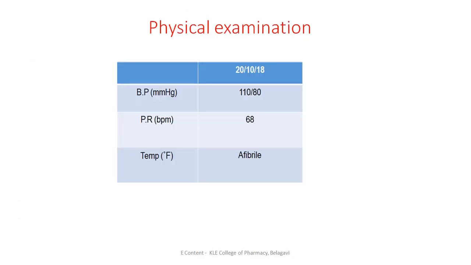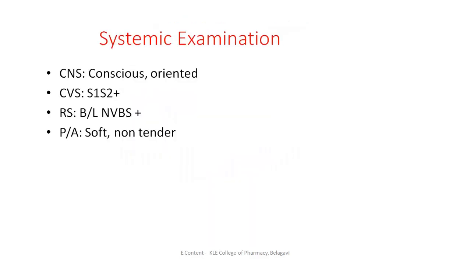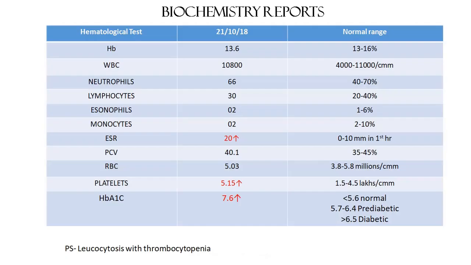Next, the physical examination done on the patient. BP was monitored, and it was normal, that is 110 by 80 mmHg. Pulse rate was 68 beats per minute, which was also normal. Temperature was also normal. In the systemic examination done on the patient, everything was normal.